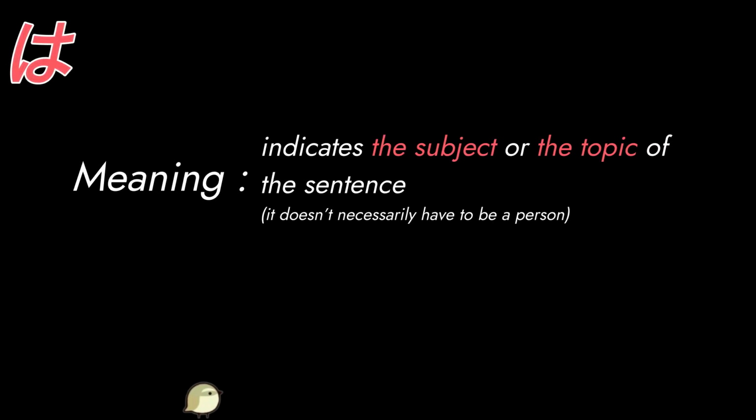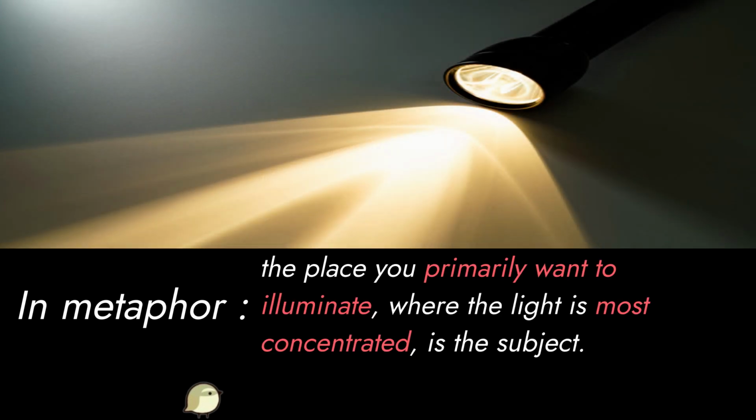This indicates the subject or the topic of the sentence. It doesn't necessarily have to be a person. It can be a place, it can be a thing. What is the subject? The subject is the thing that I want to talk about, analyze, explain or describe the most. If I use a metaphor, it would be like I am shining a flashlight. The place or the point you primarily want to illuminate, that point is the subject.